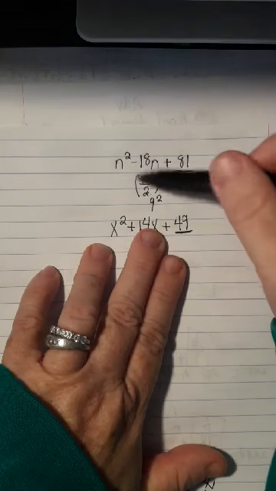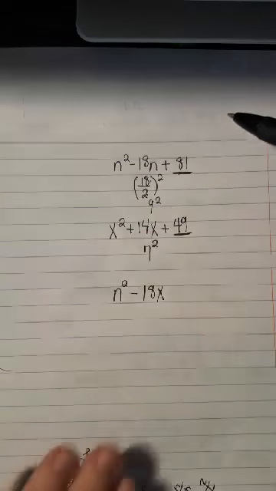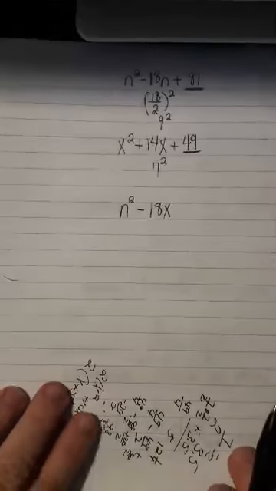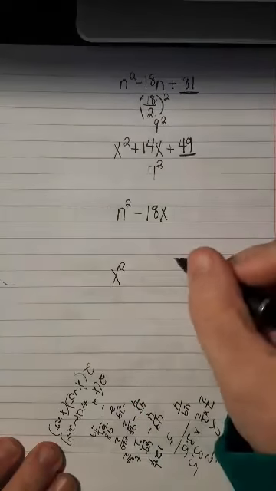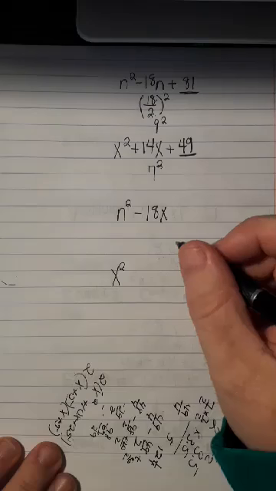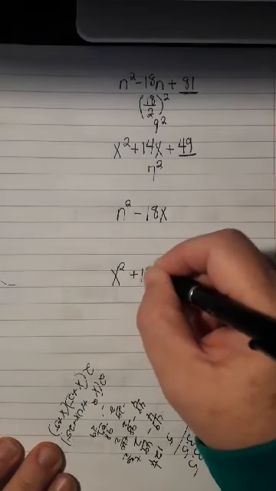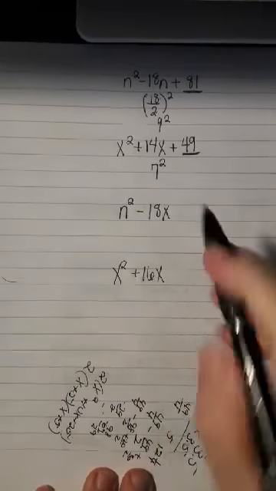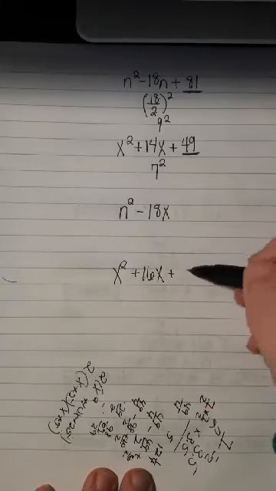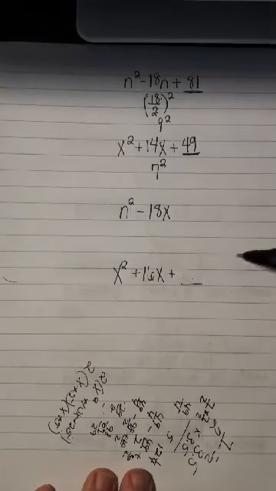Do you need more work with this, or do you understand this? Let me give you another one, and then y'all tell me the answer to this one. X squared plus 16x. Now, what number am I going to put here at the end to make that a perfect square trinomial?